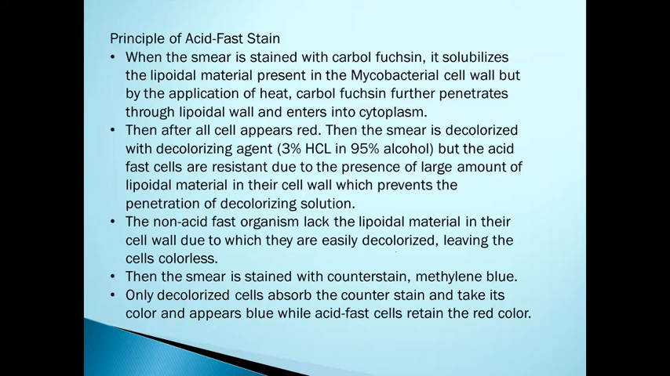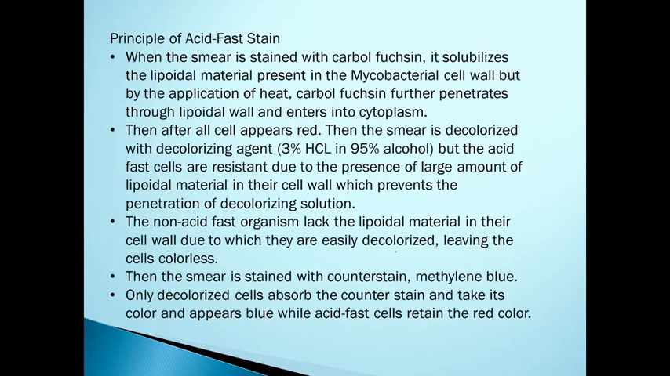So when we apply the carbol fuchsin plus heat, what happens? It solubilizes or softens the lipoidal material, that is the mycolic acid in the mycobacterial cell wall, and by the application of heat, the carbol fuchsin penetrates the cell wall and enters into the cytoplasm. After that, all the cells appear red in color.